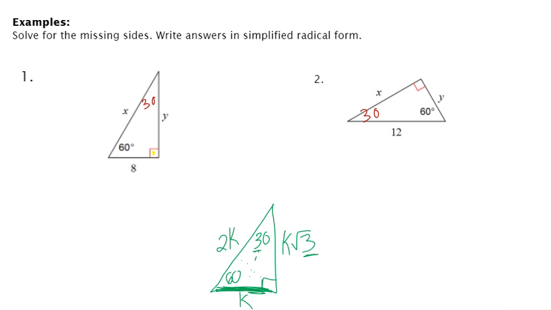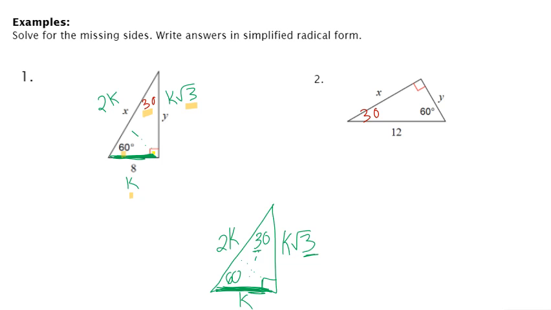The first thing we're going to do is label this out. My hypotenuse gets the 2k. The leg adjacent to the 60, or across from the 30, gets the k, and the leg next to the 30 degrees gets the k radical 3. That's our first step, just labeling it, and that's probably where most of the mistakes happen. So just be really careful and intentional about how we're labeling this out.